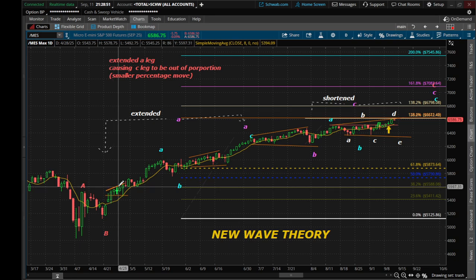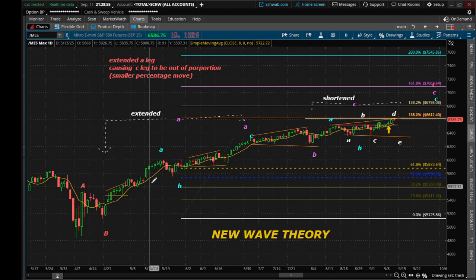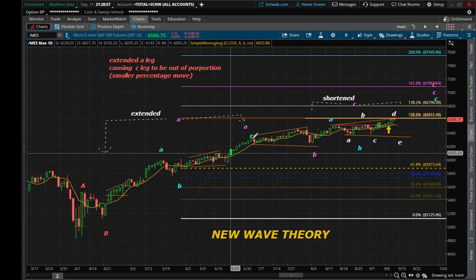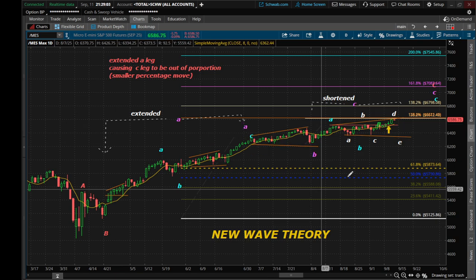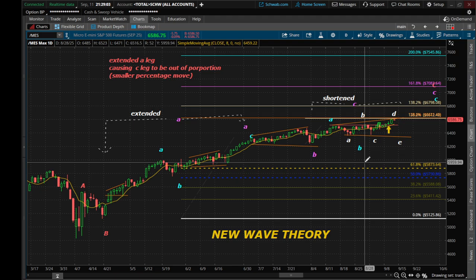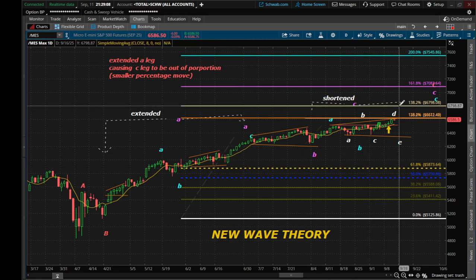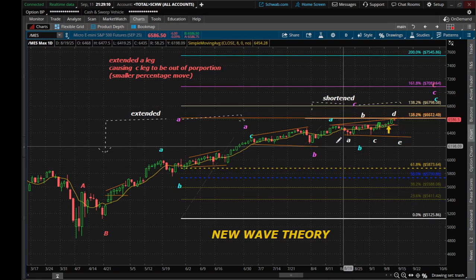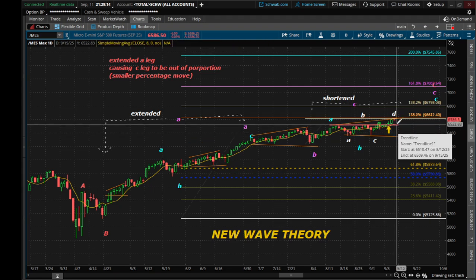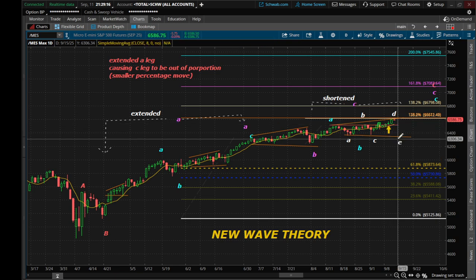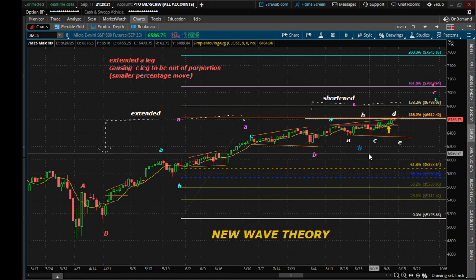Here I have these orange trend lines indicating triangles inside lower degree waves. We have a primary A to B connecting wave that actually is a triangle. And what brings us to our final leg. And we have what might be a possible triangle finishing up for an intermediate B wave.